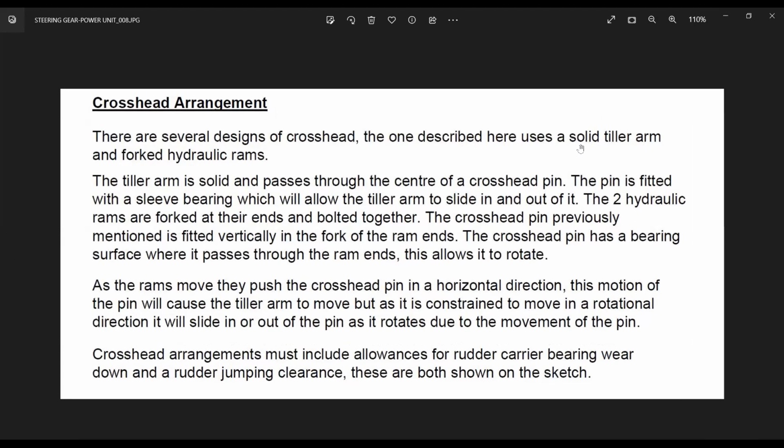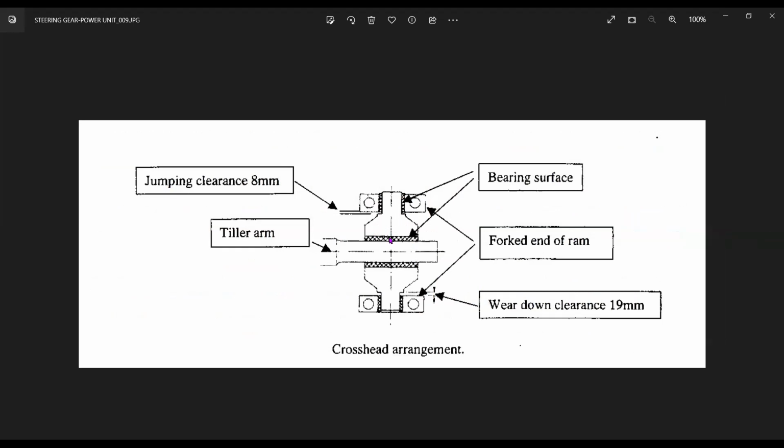Okay, so we will see this solid tiller arm first, then we will see the forked hydraulic arm. Now the tiller arm is solid and passes through the center of the crosshead pin. The pin is fitted with a sleeve bearing which will allow the tiller arm to slide in and out. The two hydraulic arms are forked at the end and bolted together. That means in case there are hydraulic arms which are forked, then there will be bolting together. Here in the middle, your hydraulic rams, they have bolted them here.